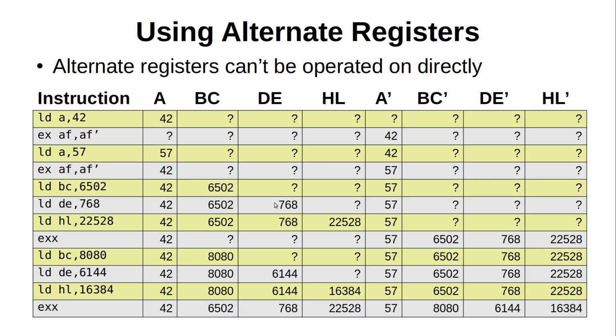Then we load up BC, DE, and HL again, but this time with 8,080, 6,144, and 16,384, respectively. Now all the registers have known values, so that when we do another EXX, we get the previous values into the main BC, DE, and HL registers, and the new values in the alternate registers.